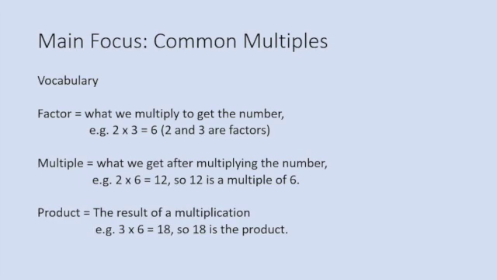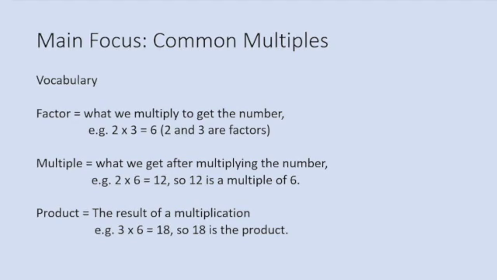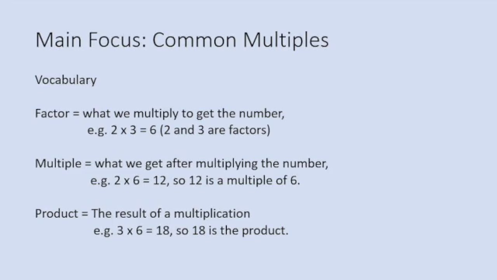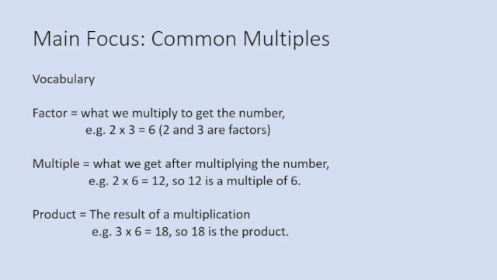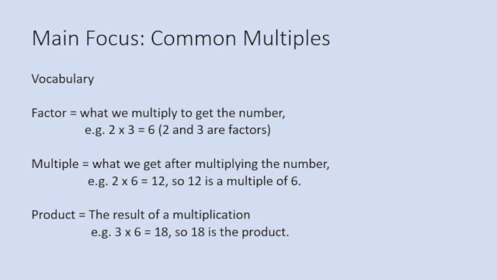we learned that a factor is what we multiply to get the number. So for example, 2 times 3 equals 6. So 2 and 3 are both factors of 6. So another example, 3 times 4 would equal 12. So 3 and 4 are both factors of 12.